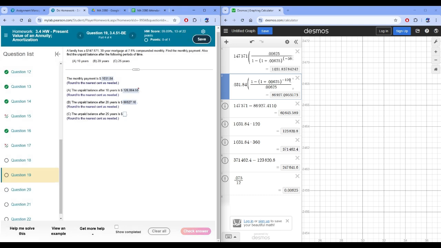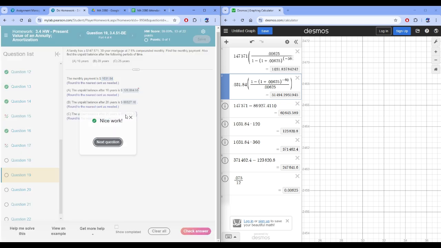And then after 25 years would be the same exact thing as 5 years, right? 5 times 12 is 60, so let's go 60. So the amount unpaid is 51,494.29. Oh, man. Okay.